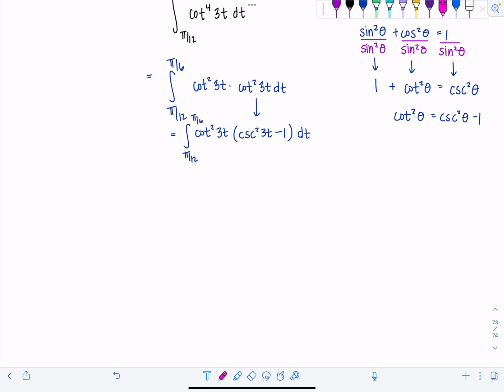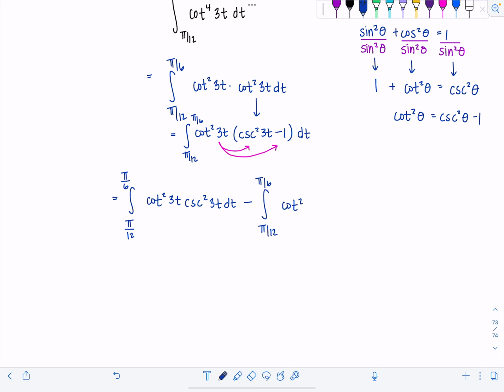Well, let's go ahead, distribute this cotangent squared. And then we can set ourselves up to do a cute little u sub. And that should do the trick. So we have the integral of cotangent squared 3t, cosecant squared 3t dt, minus the integral from pi over 12 to pi over 6 of cotangent squared 3t dt.